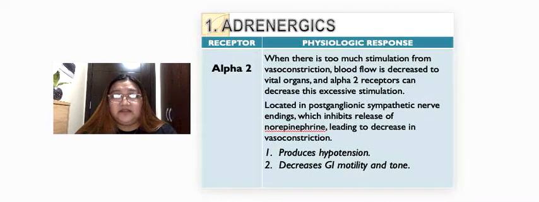It's found in the nerve endings. It basically inhibits release of norepi, leading to decrease in vasoconstriction. So, kung titignan nyo, yung alpha 2 receptor is not a sympathetic action because it inhibits norepi. Importante yon kasi pag tuloy-tuloy ang functioning ng norepi, delikado siya sa tao. Because it increases heart rate, it increases blood pressure. Alright? That's why alpha 2 produces hypotension.